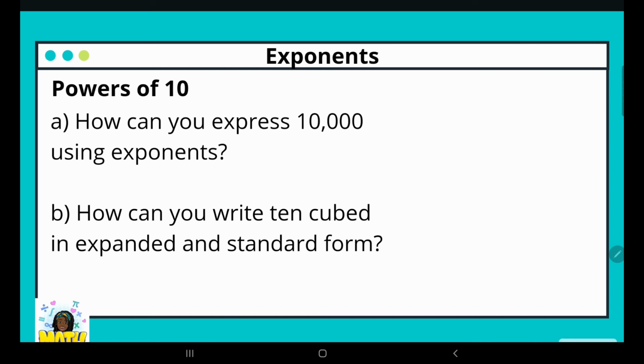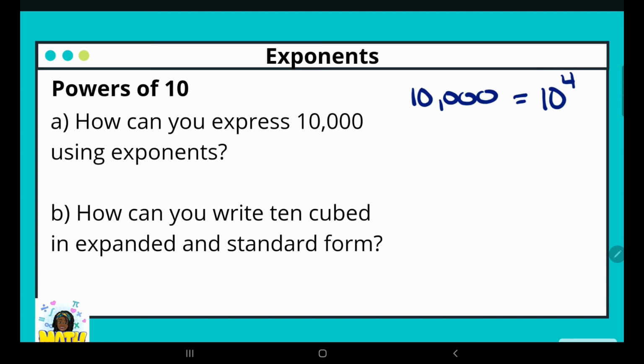Now let's take a look at powers of 10. How can you express 10,000 using exponents? So if I have 10,000, how many zeros are represented here? 1, 2, 3, 4. So based on our previous example, we know that the number of zeros represents our power, right? So I can represent this by saying 10 to the 4th power. So I have 1, 2, 3, 4 zeros. That represents my exponents, and my base is 10.